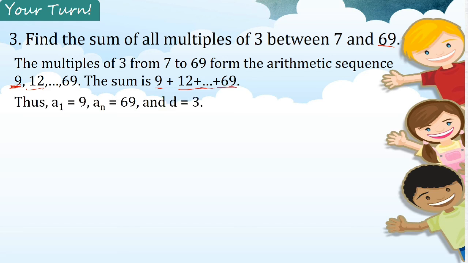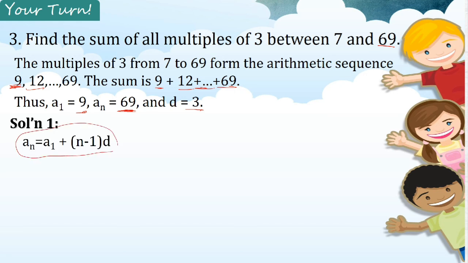Okay, and then our first term is 9, a sub n is 69, then our common difference is 3. So in this case, we don't know what position 69 is or how many terms there are in all. It means that we have to solve for the value of n first. Okay, that's by using the formula of the arithmetic sequence. So substitute, first term is 9, a sub n is 69, and then our common difference is 3.